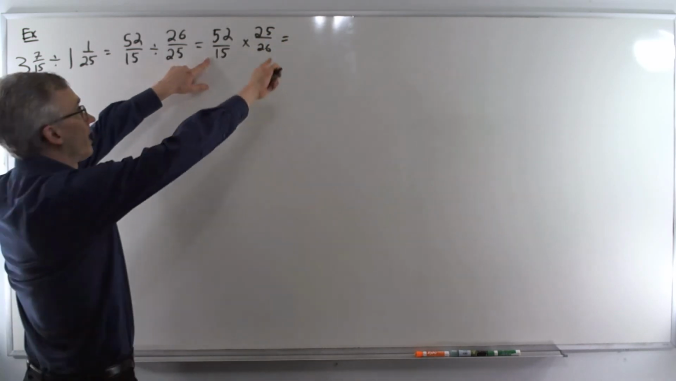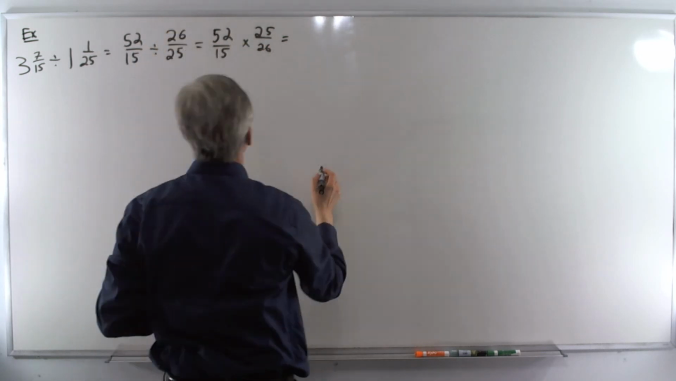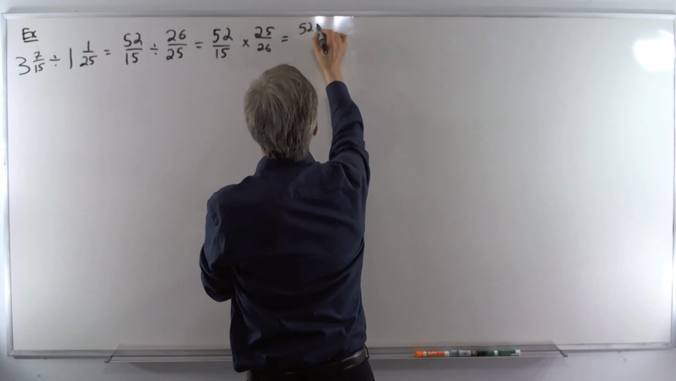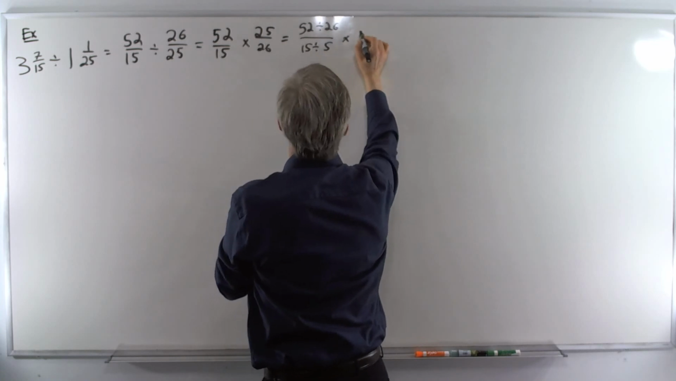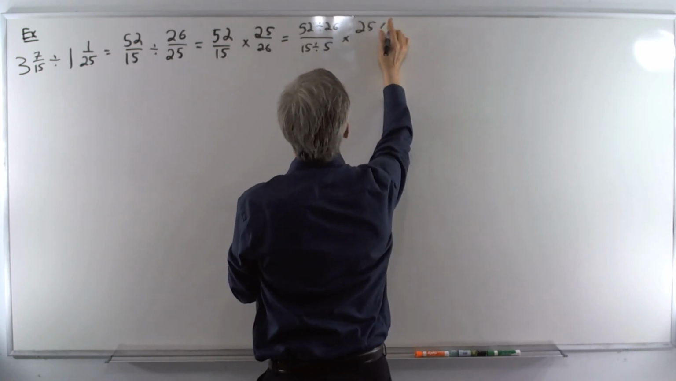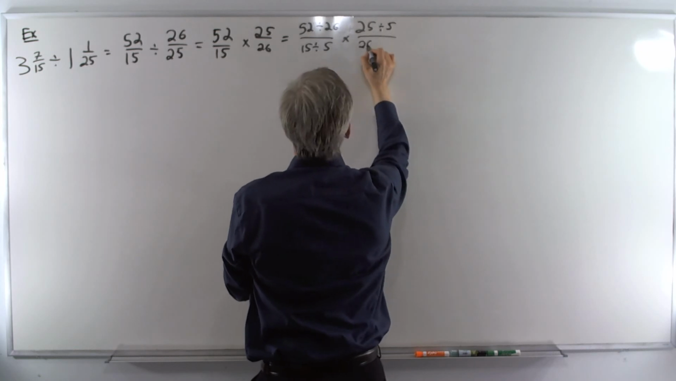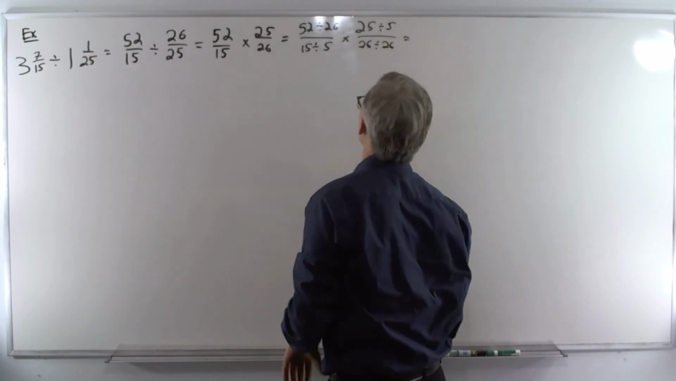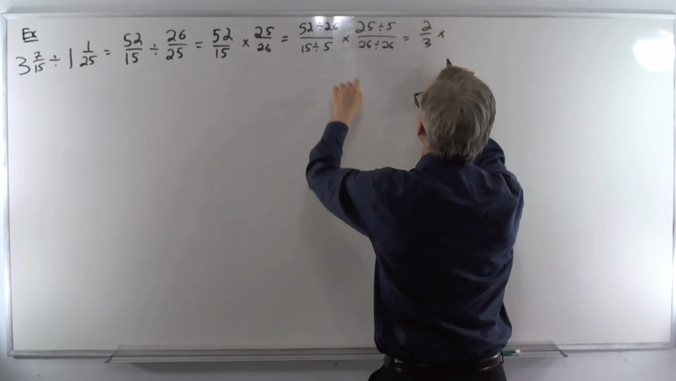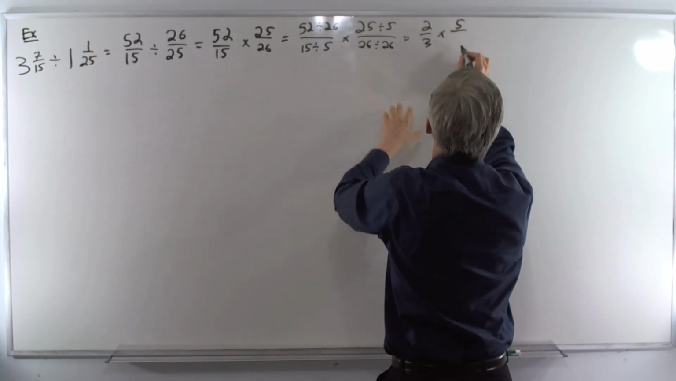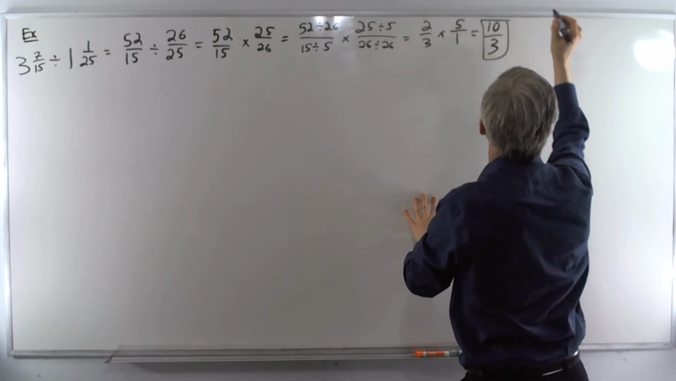Alright, we have a common factor of 5 here, and here 26 divides evenly into 52, so we can just divide by 26. Alright, dividing here we get 2, and here we get 3. And we get 5 here, and 1 here. So multiplied produces 10 over 3.